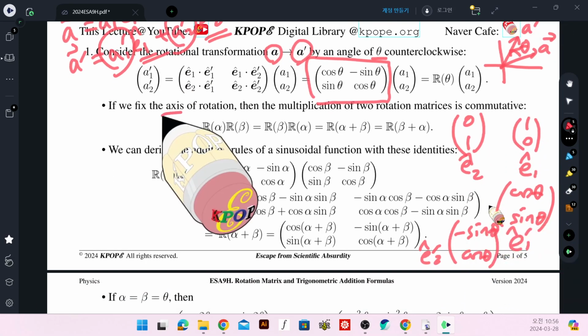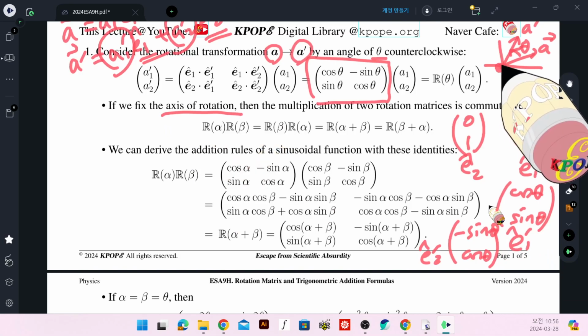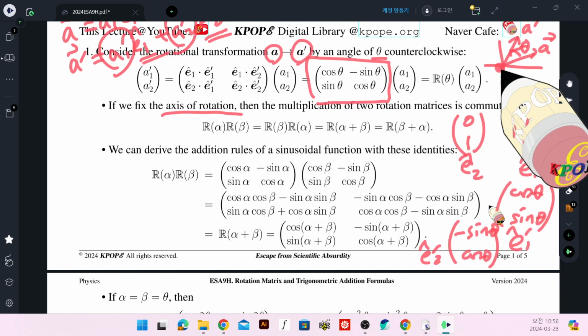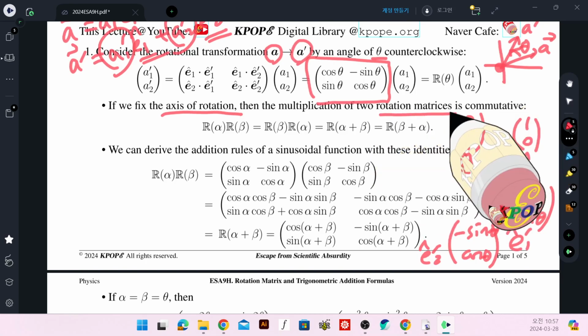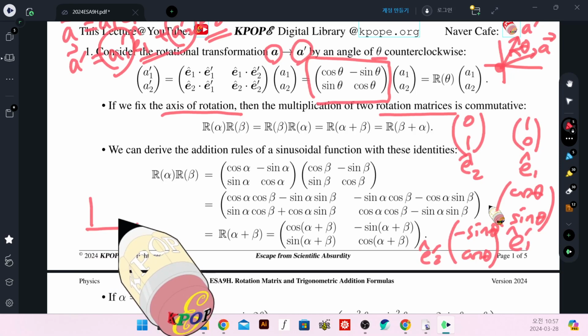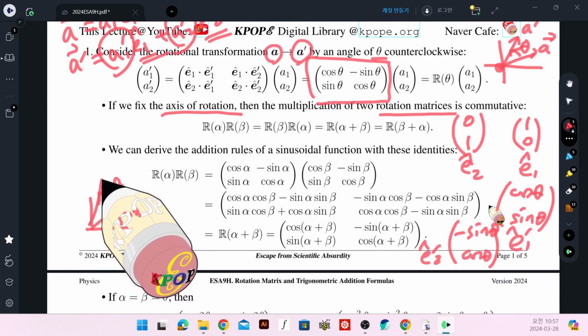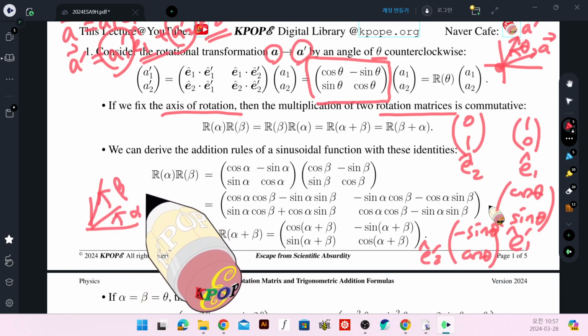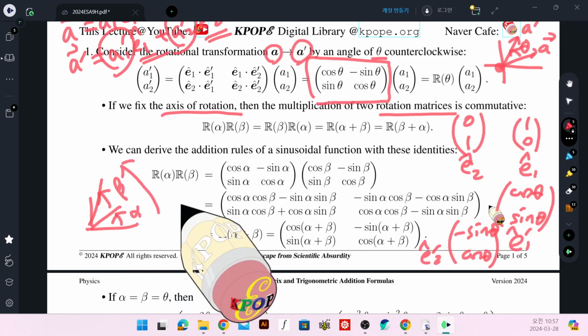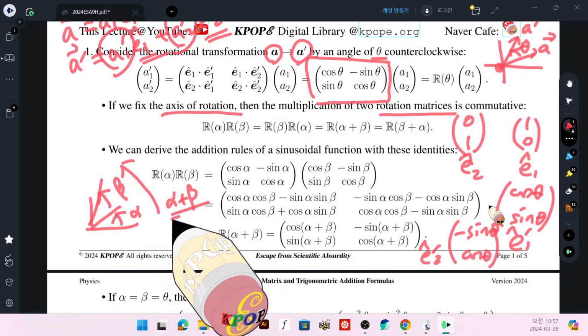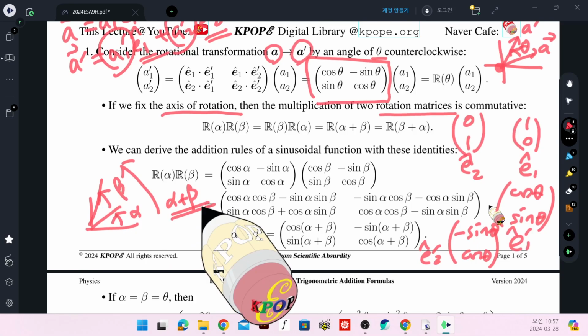If we fix the axis of rotation, in here we have an axis of rotation that is the positive z-axis, then the multiplication of two rotation matrices is commutative. That means if I rotate by an angle of alpha first and then rotate another angle, beta, then the resultant rotation is the same as the single rotation by alpha plus beta with the same axis of rotation.